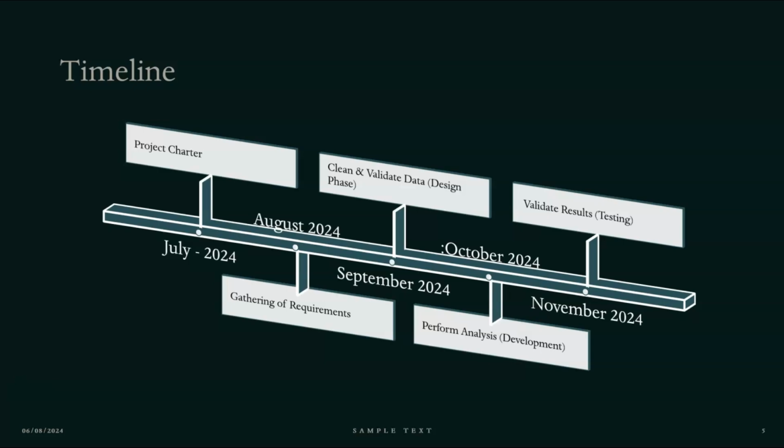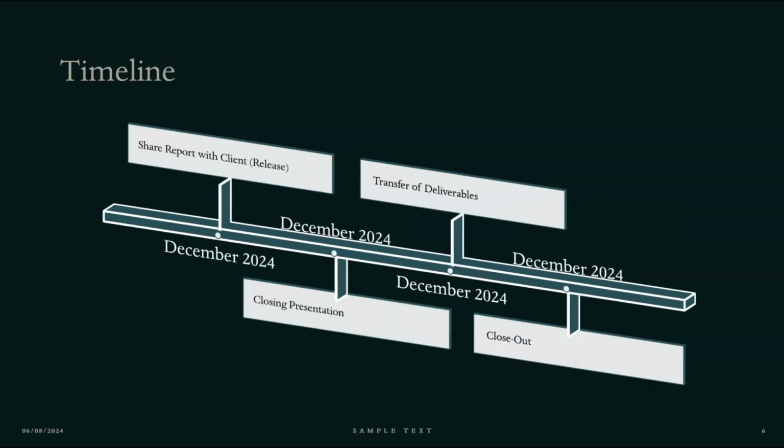This is the timeline of our project. First we create a project charter, then we gather requirements, then we clean and validate our data, then we perform some analysis and validate results. Next slide, please. And this is the remaining timeline where we close out the project and hand over deliverables to clients.